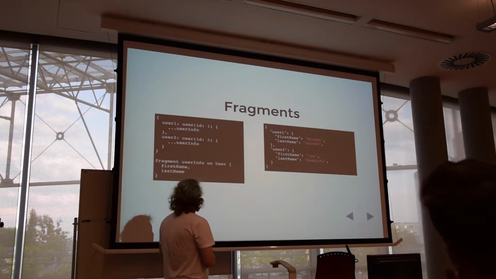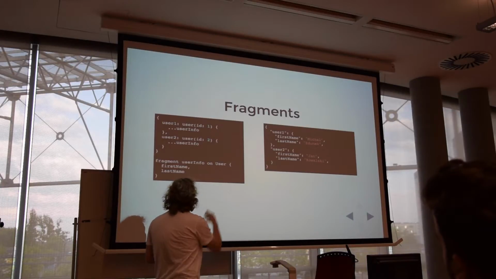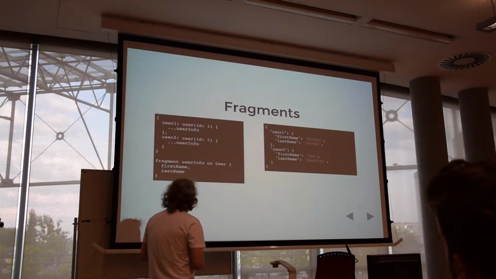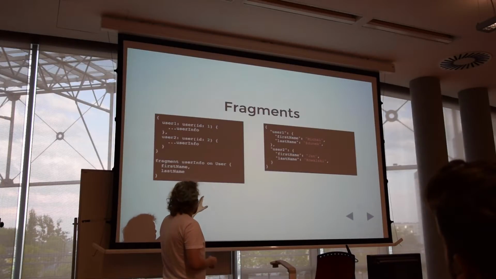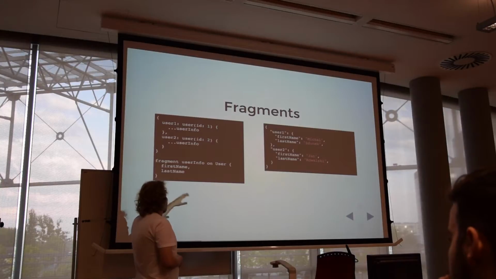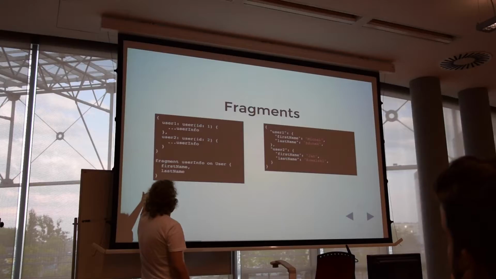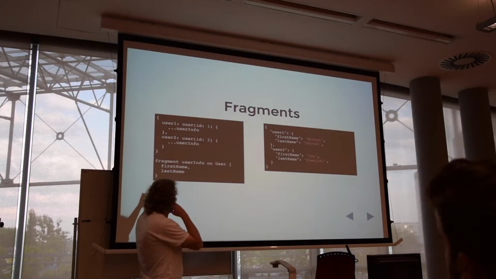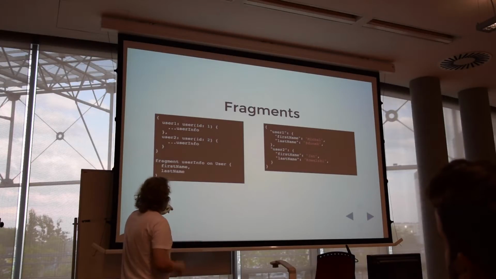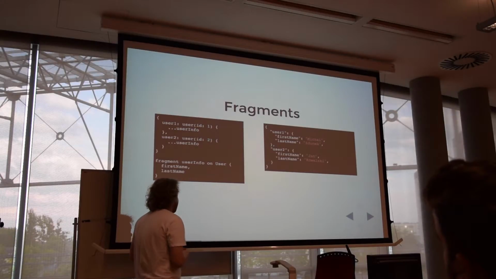And then we simply fetch a user with different ID arguments, and then we have a fragment which is called user info, and we declare that the fragment is on the type user, and this fragment will contain first name and last name. So in this case we use the fragment so that we don't have to write first name and last name twice. We just declare that we want the user info fragment.